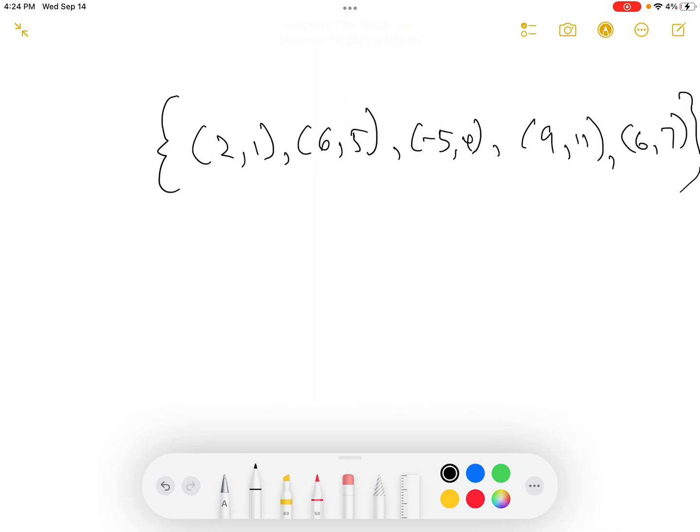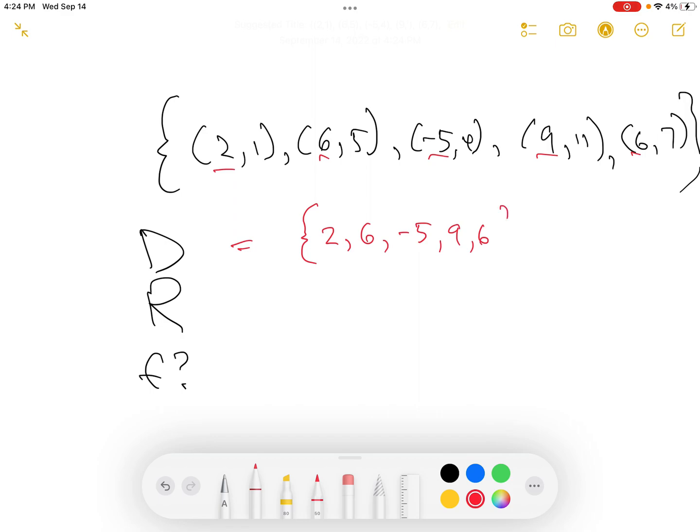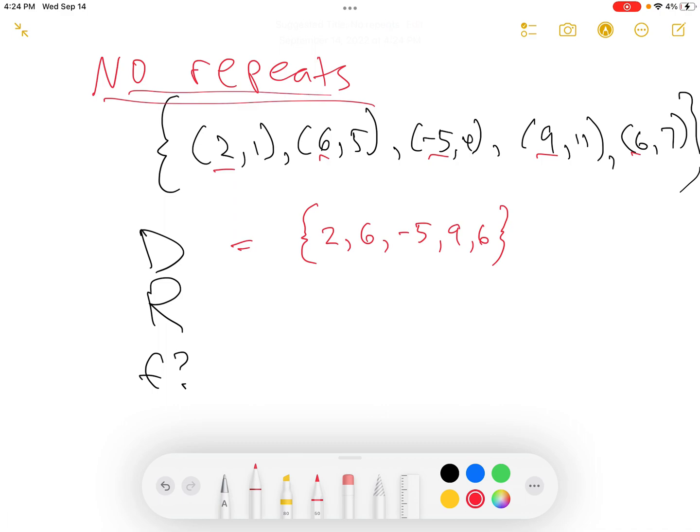Okay, so this kind of question, let's talk about the domain, the range, and whether or not it's a function. So the domain are all the x values. So let's just write that out. We're going to do these kind of fancy brackets, and 2, 6, -5, 9, 6. Now, that's good in the sense that we got all the x values, but the one thing we have to remember is that we can't have any repeats. So no repeats.